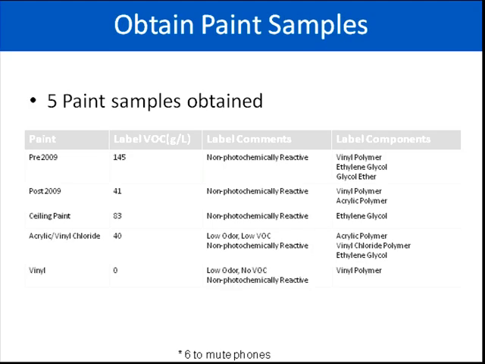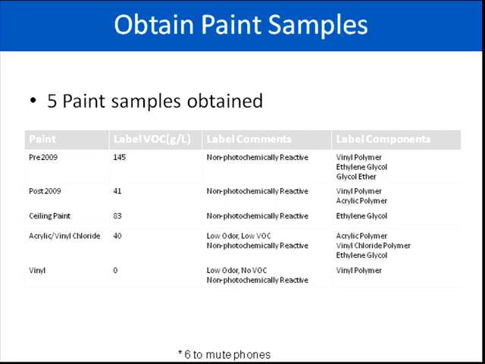We obtained 5 paints that were commercially available at a local home improvement store. The pre-2009 paint had already been previously used and resealed, so some of the volatiles may be lower than in an unopened can. The post-2009 paint was the same label grade as the pre-2000 paint.